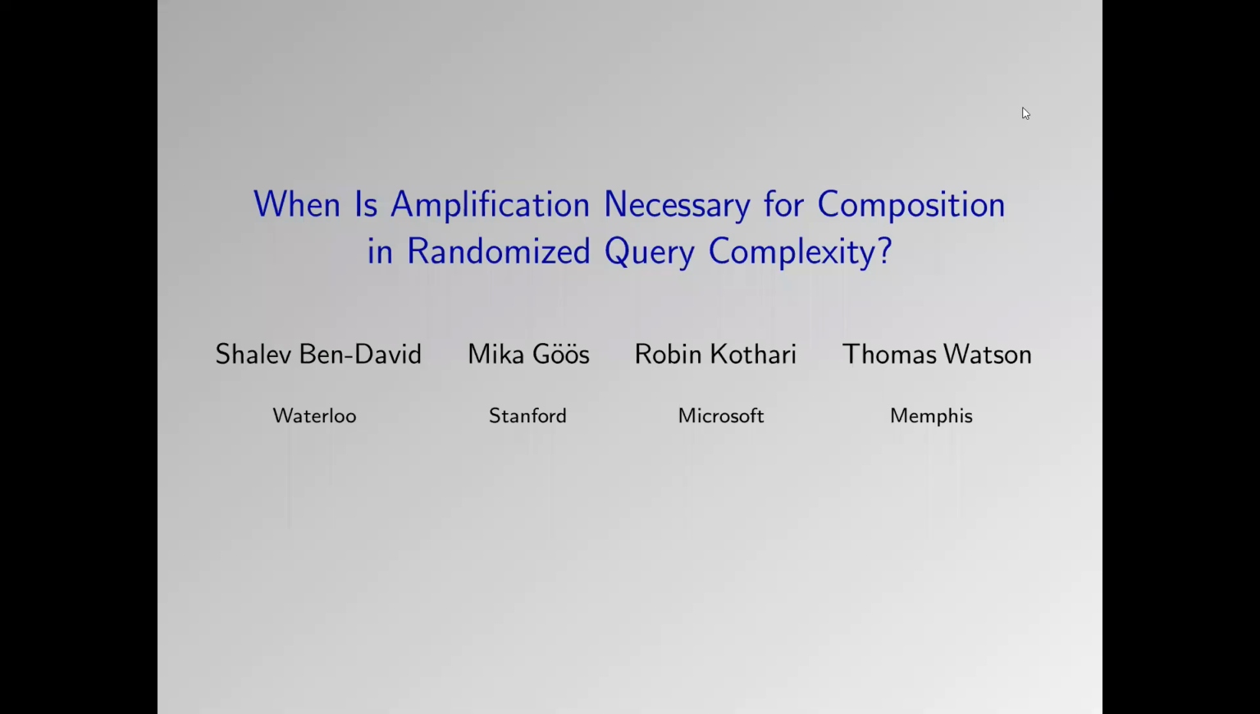This paper is "When is Amplification Necessary for Composition in Randomized Query Complexity?" The authors are Shalev Ben-David, Mika Goose, Robin Kothari, and Thomas Watson. I'll explain what the paper is about by going through the title backwards, starting with query complexity.